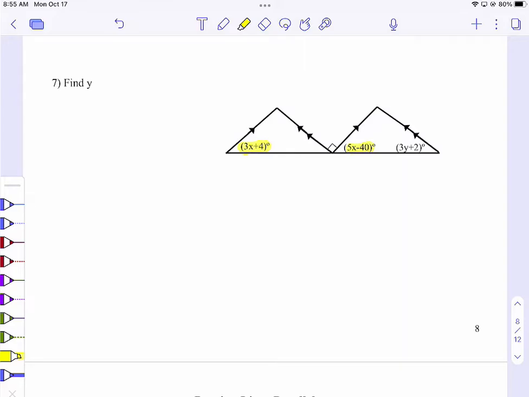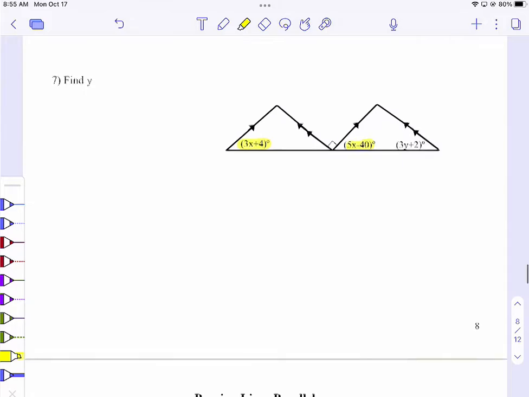What do you guys think? Do you think those are equal or add to 180? What do you think? Okay. I said it was equal because they're corresponding. They're corresponding. It's not easy to see that they're corresponding.